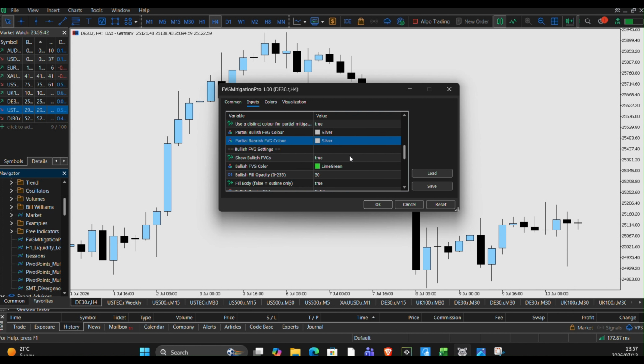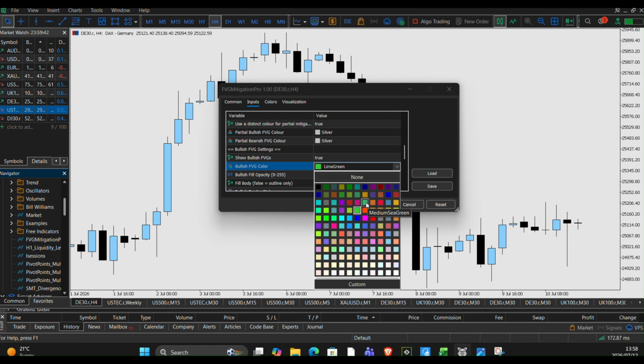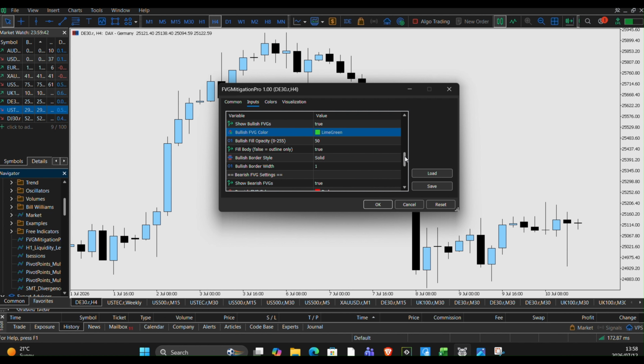Okay, and then the bullish fair value gaps. So you can either show the bullish ones or not. Say now you're only interested in the bearish ones, you could obviously leave out the bullish ones. If you have a specific bias, for example, and you don't want your screen to be muddled with the bullish ones, but in this case we'll keep it as true, and I think medium sea green for now.